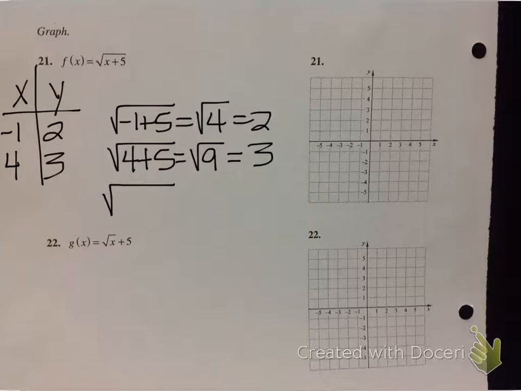So what plus 5 equals 16? We could say 11 plus 5 equals 16, and the square root of 16 gives me 4. So when I plugged in 11, I got 4.